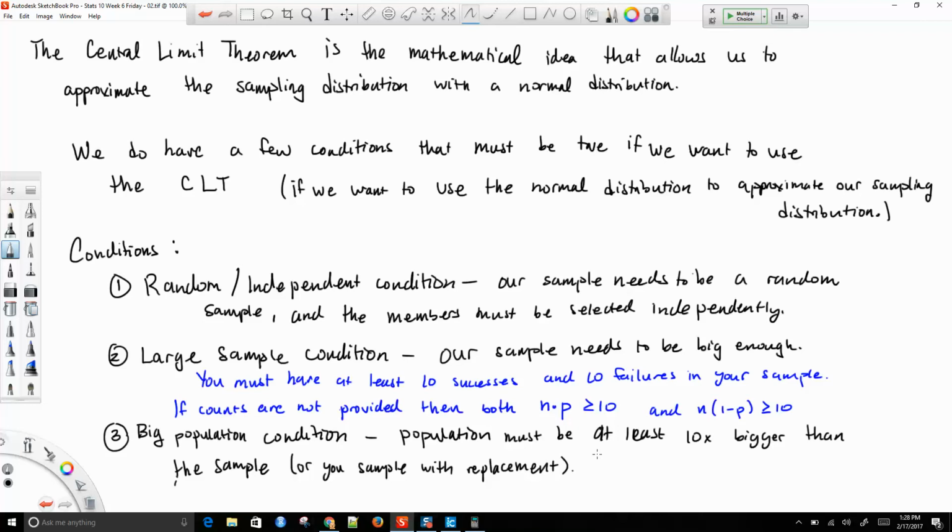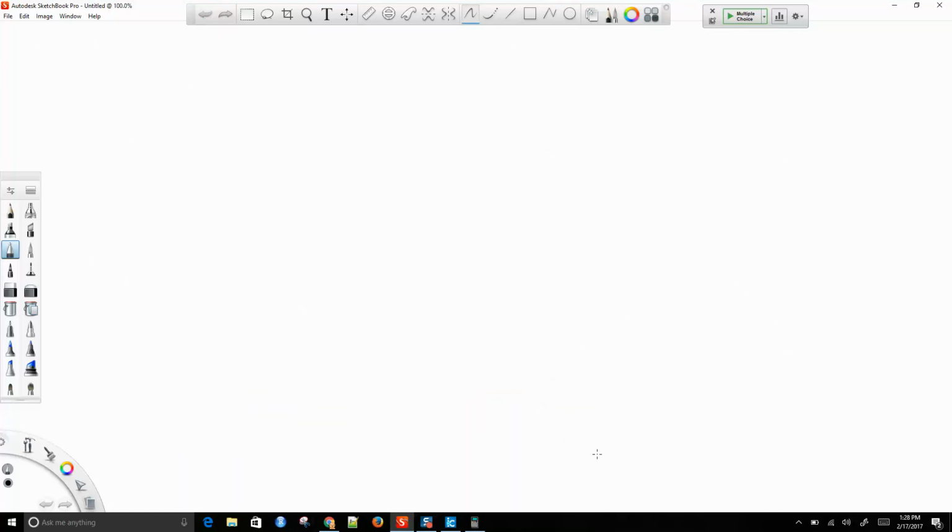All right, so let's look at a few scenarios, and then I'll ask you if any of these conditions are violated. Okay, so we'll say the administration at UCLA decides to conduct a survey of its students.